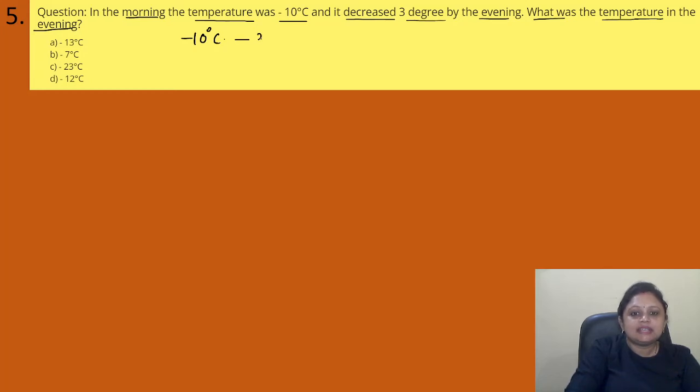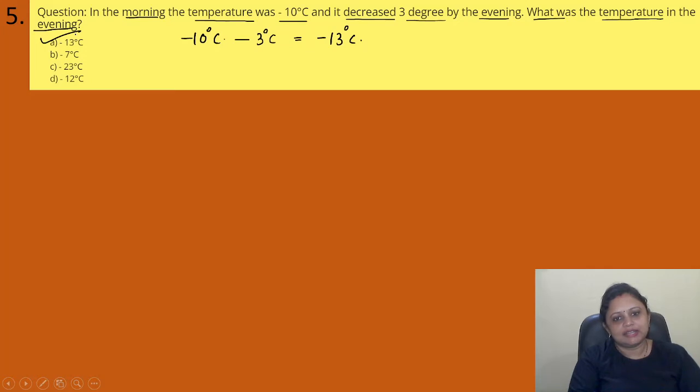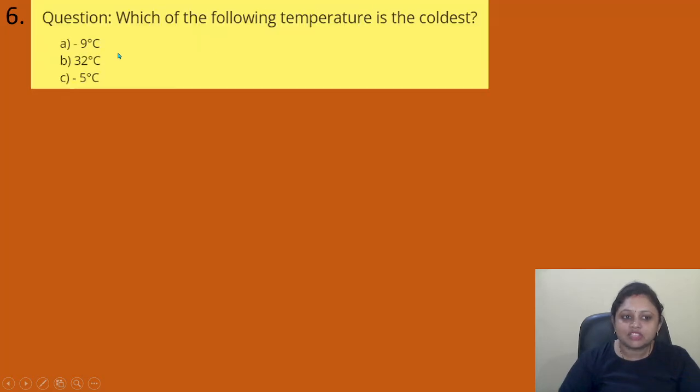Again it is decreased by 3 degrees centigrade. So minus 10 degrees centigrade minus 3 degrees centigrade is equal to minus 13 degrees centigrade. So by the evening the temperature is now minus 13 degrees centigrade, which is present in option A. Got it everyone? Coming to the next question.